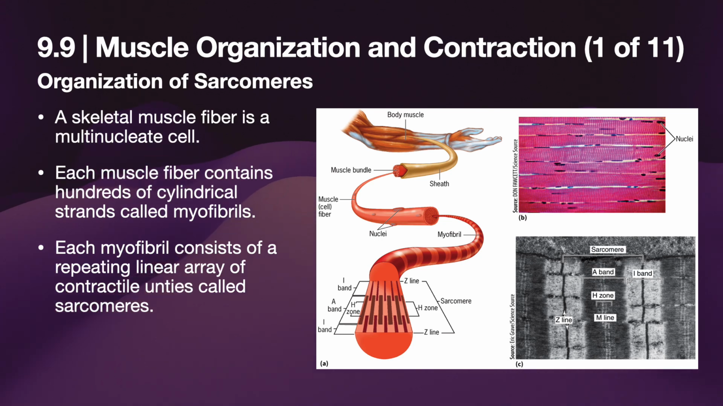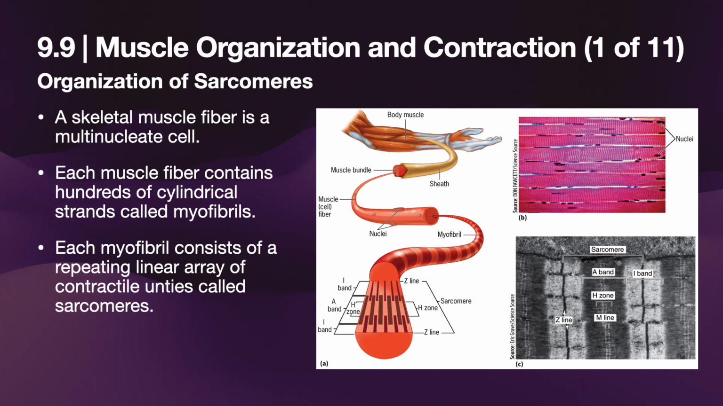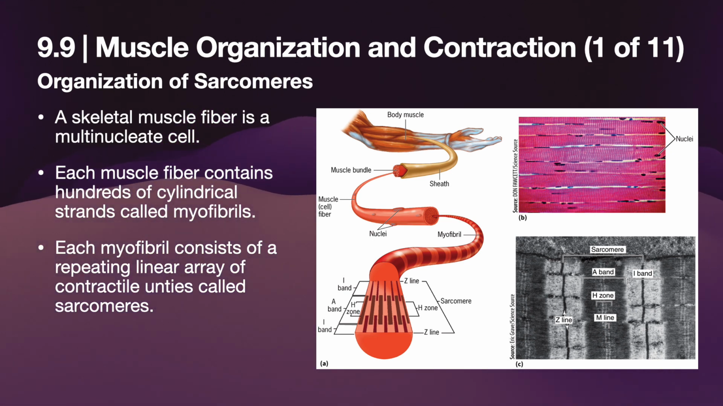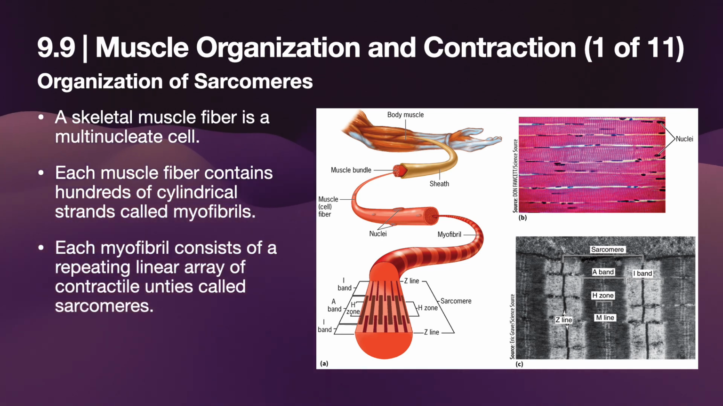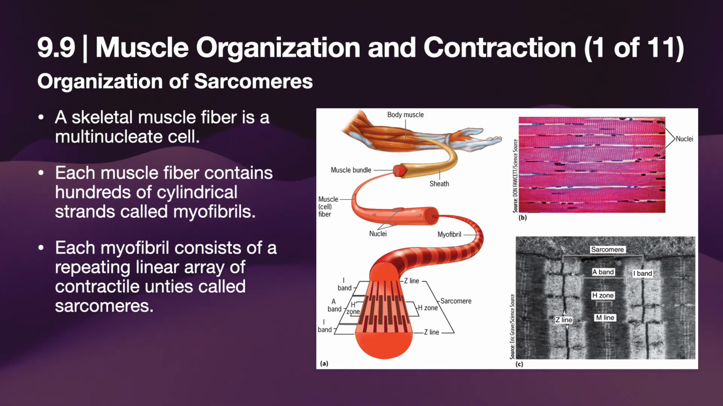Now let's move ahead with the muscle organization and construction. This is a part of your skeletal-muscular dynamics. The organization of sarcomeres: a skeletal muscle fiber is a multinucleated cell. Each muscle fiber contains hundreds of cylindrical strands called myofibrils. As you will see in this figure on your right, each myofibril consists of a repeating linear array of contractile units called sarcomeres.